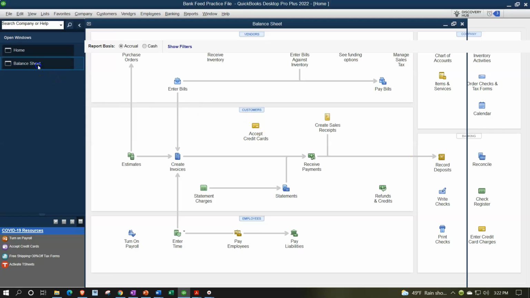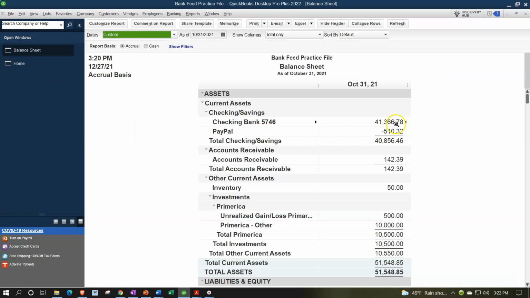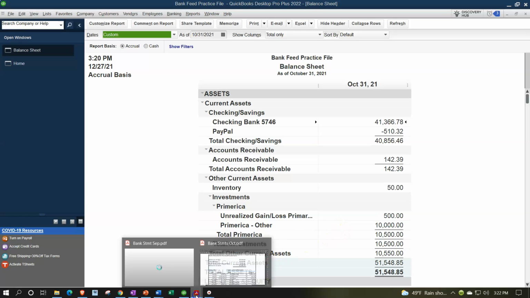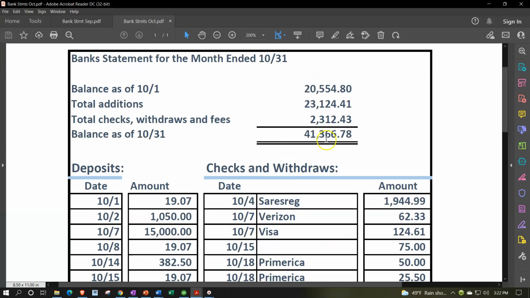So in other words, if I go back to my balance sheet and I look at my ending balance as of this point in time, I'm at the 41,366.78. And if I go to my bank statement, 41,366.78, it's the same because we took the information directly from the bank.